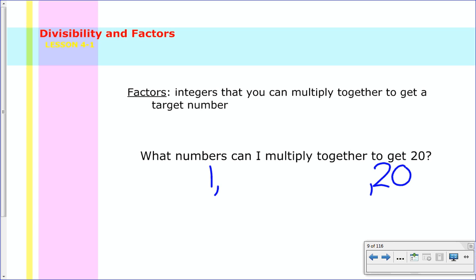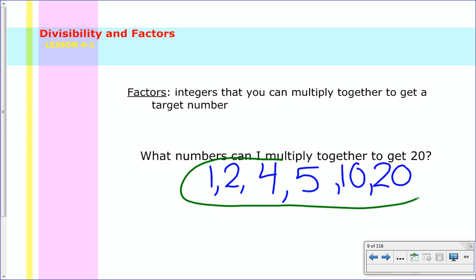So I can do 1 times 20. Well, I could do 2 times 10. I can't do 3, but I can do 4 and 5. And then, of course, you just work backwards: 5 times 4, 10 times 2, 20 times 1. All of these are considered factors of 20 because they all go together and can be multiplied to make 20.